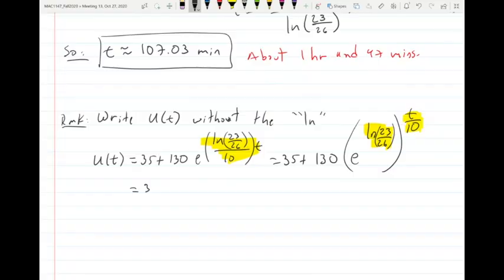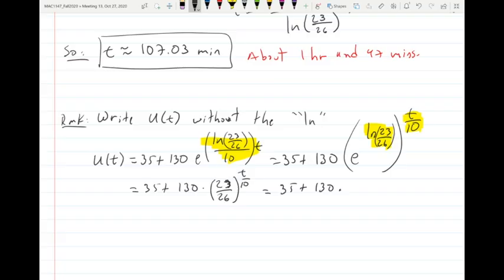So we get 35 plus 130 times, the e and the ln cancel out, so we get 23 over 26 to the t over 10. And this is again the exact model, but this time we got rid of the ln. So this one looks cleaner than the original, at least smaller. If you are willing to sacrifice some accuracy and you want to round the model a little bit, you can write this a little bit nicer. So I'm gonna go ahead and do that. This way, we practice how to use these properties.